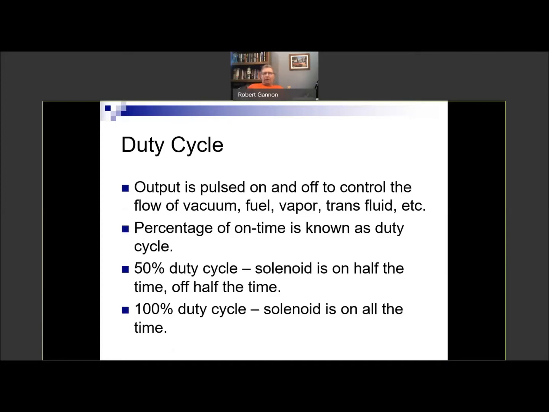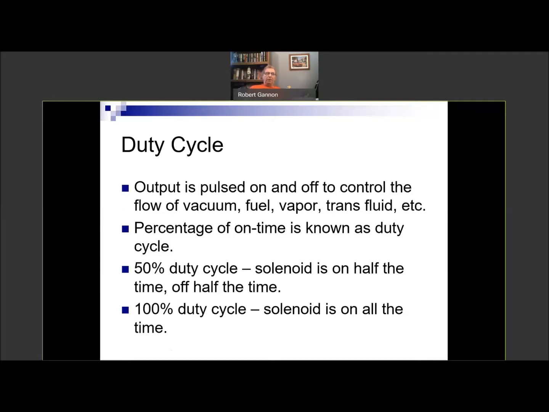So let's say that we had a solenoid that was capable of flowing 2 gallons per hour, but we only wanted 1 gallon per hour. We could just leave it on half the time. In other words, turn it on for a second, off for a second, on for a second. That would cut its flow in half.